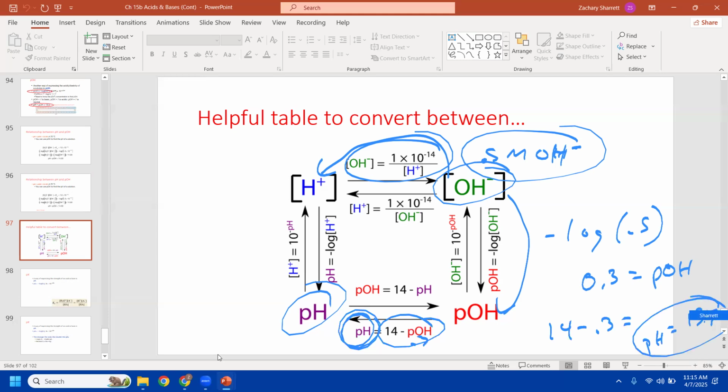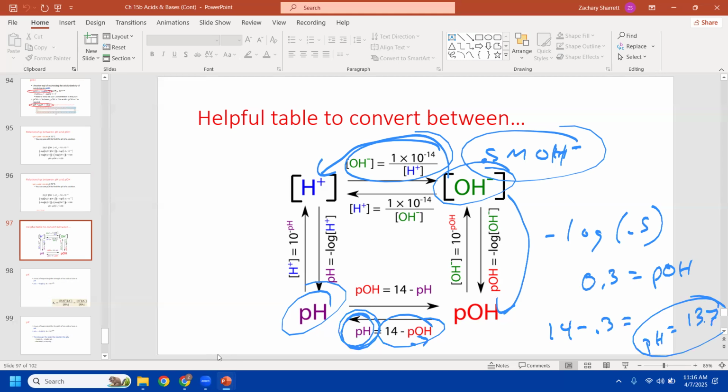Does it make sense that a strong base solution would have a pH of 13.7? Yes, Natalie? Why? On the pH scale, above 7 is a basic solution, and a strong base should be a pretty high number closer to the 14.